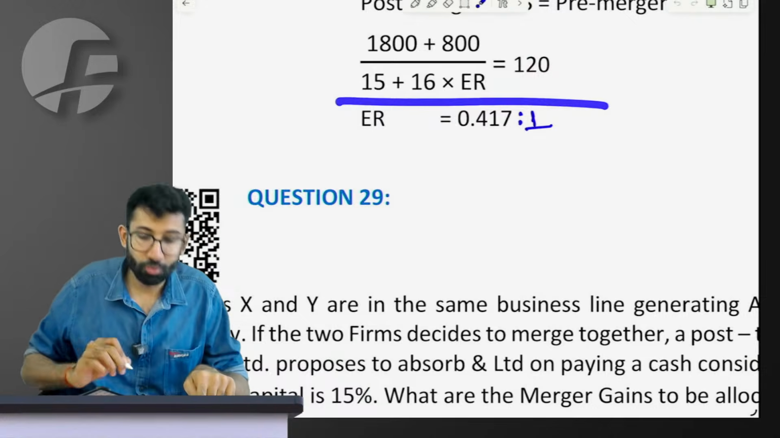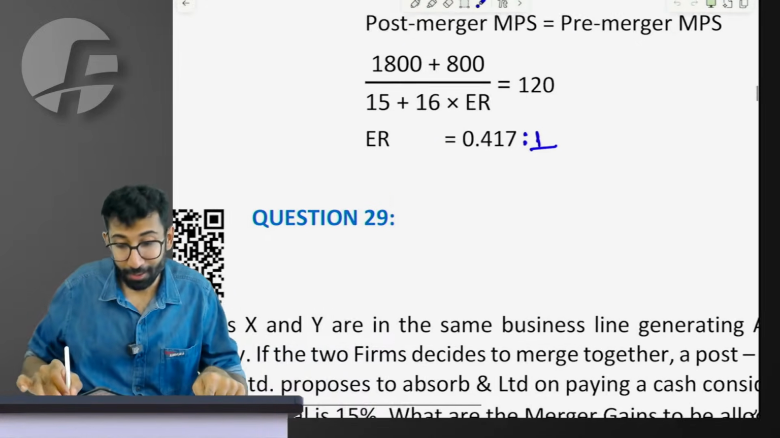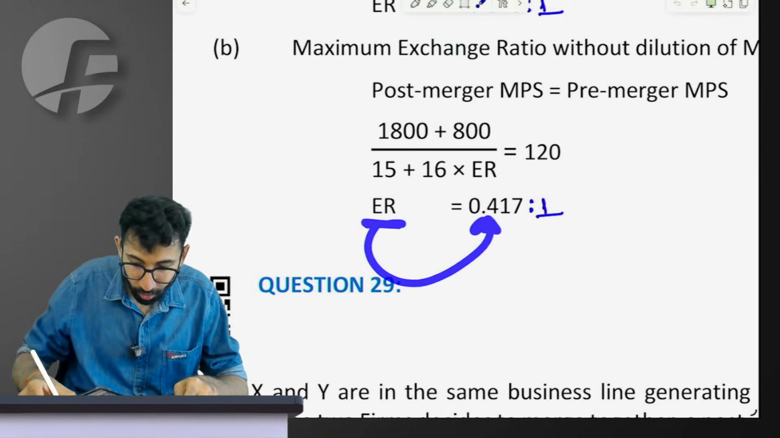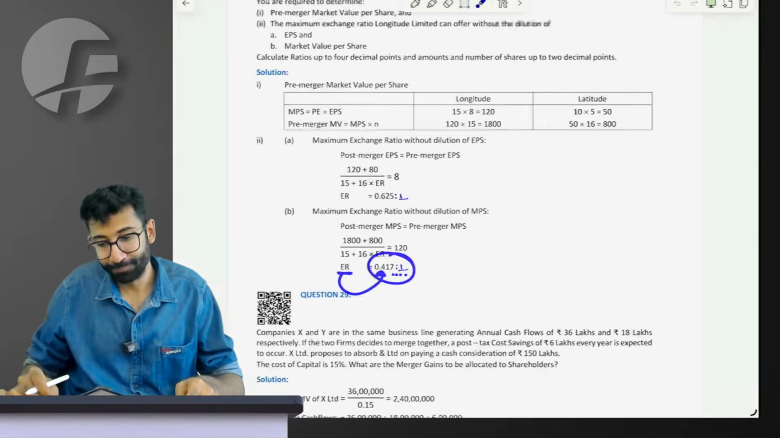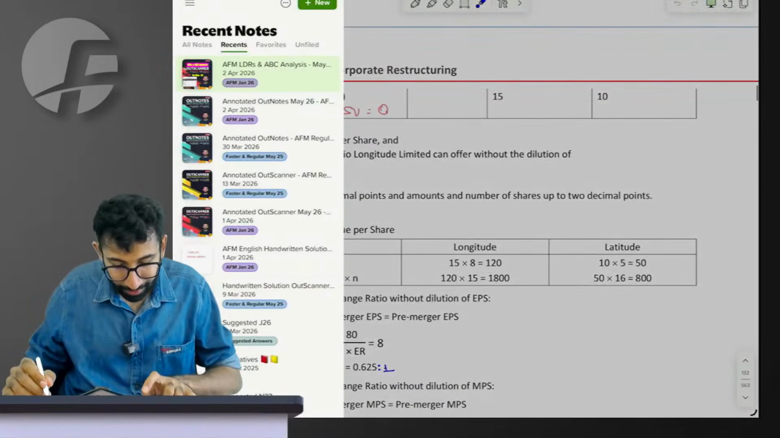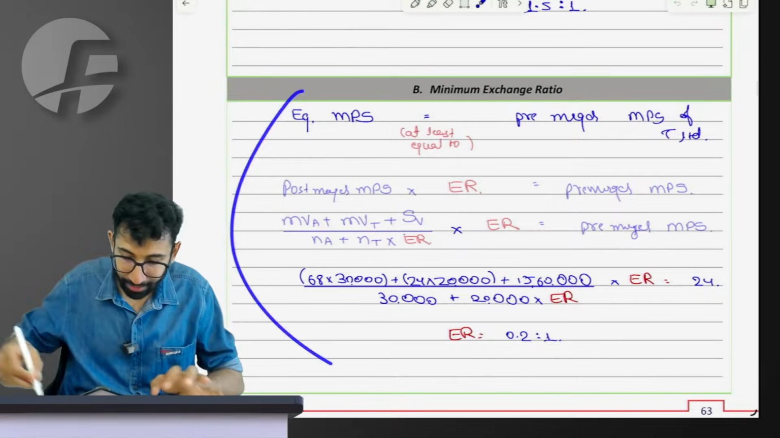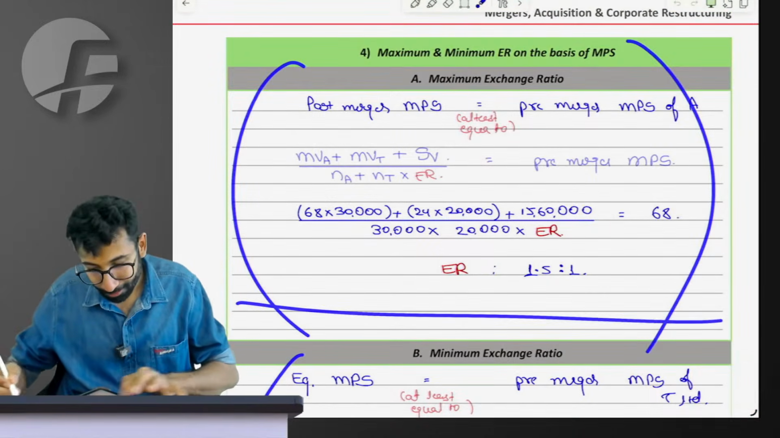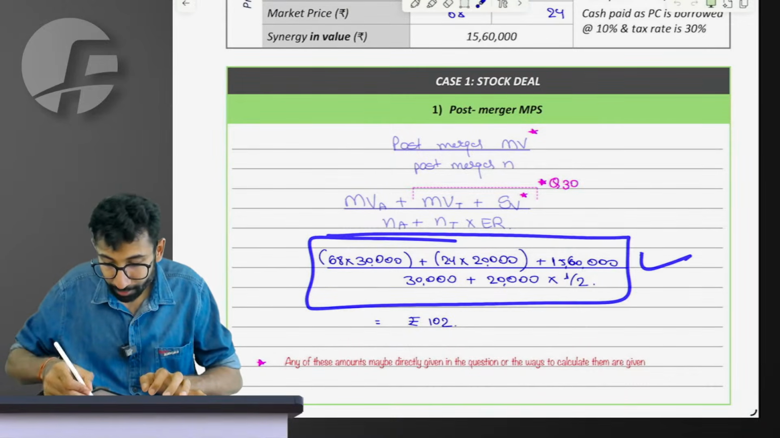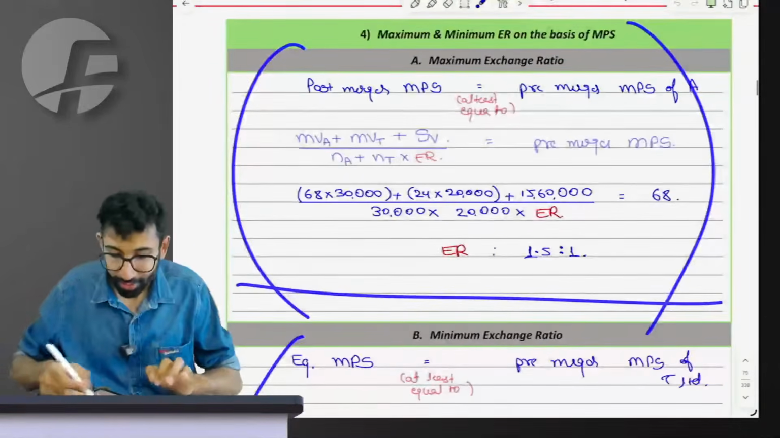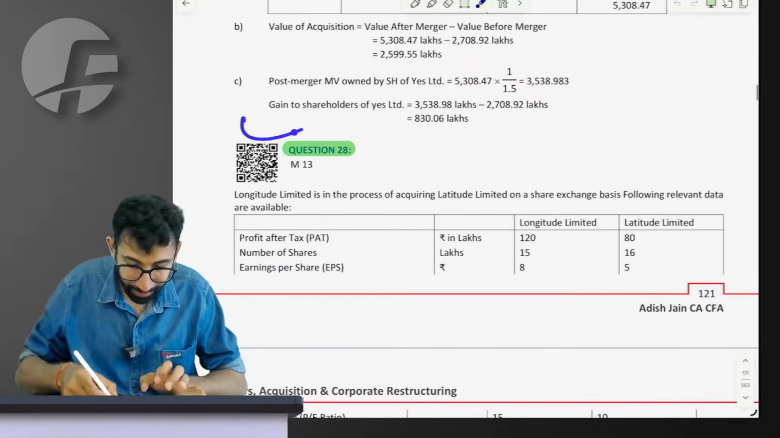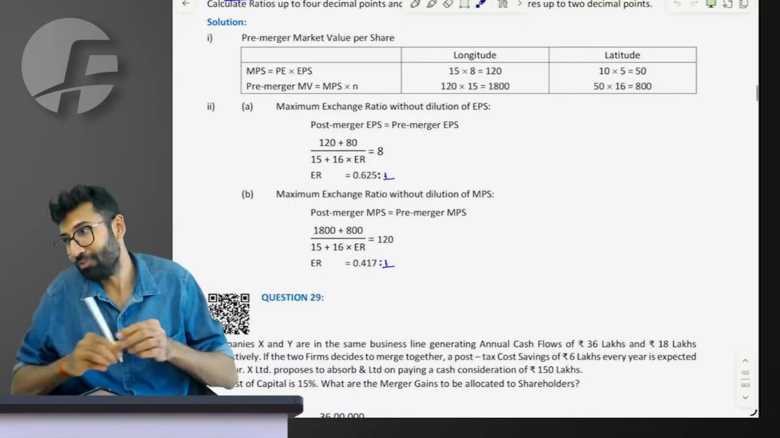Again, in this entire equation, only one number is missing. What? The maximum exchange ratio we can afford, which, if you solve, is 0.417 to 1. Could I teach you how this entire concept that you have just learned got applied? How do you calculate the post-merger market value and post-merger MPS using the value approach, and how do you do the maximum and minimum of it? And can you feel the same has been applied in question number 28 that we have just done?